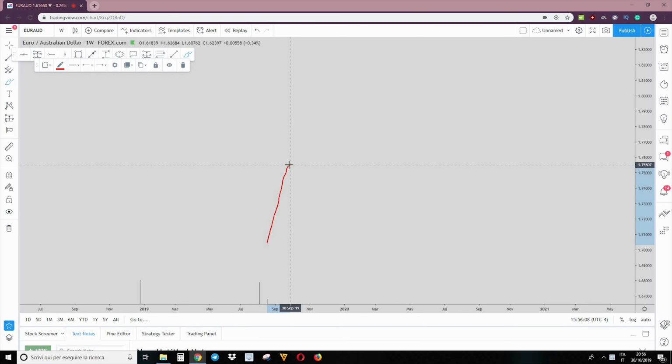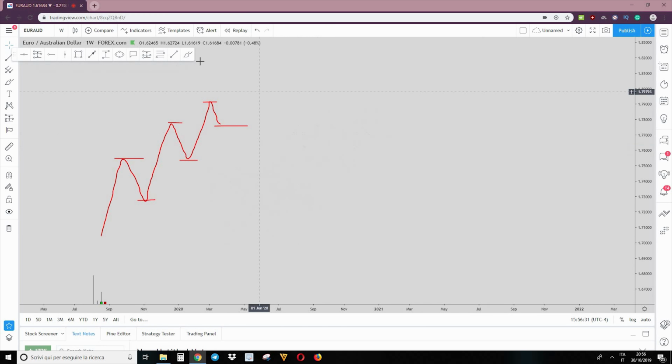So the market makes an impulse, so makes a push to the upside, then makes a retracement, then makes another higher high, another push to the downside, and another higher low, then another higher high, and another higher low. Now this is how the market moves in an uptrend. So basically creating a series of higher highs and a series of higher lows.